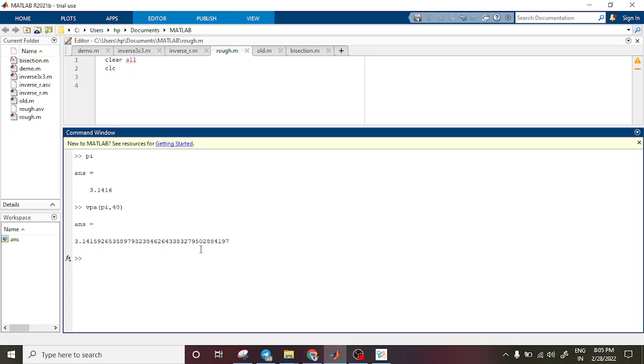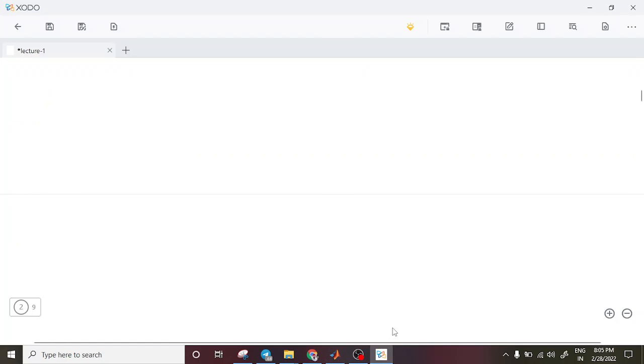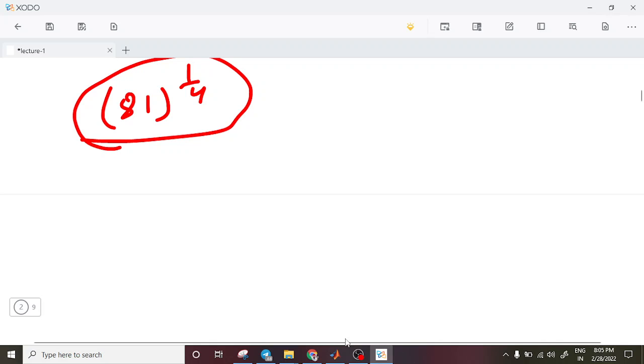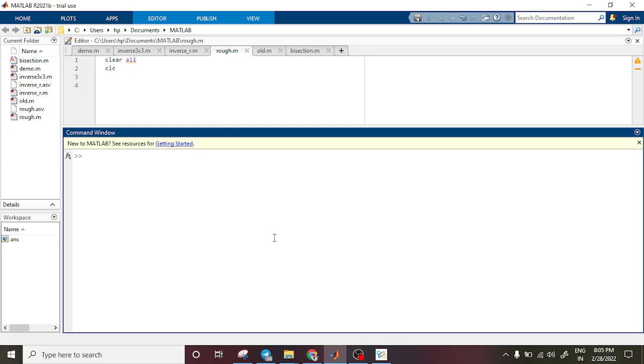Next is how we can find roots. So the second part is roots. For example, the question I'm writing here is 81 power 1 upon 4. What will be the answer? So I can use nthroot of 81. What should the power be? The power should be in the form of 1 upon 4, so I write 4. That means the fourth root, so the answer is 3.